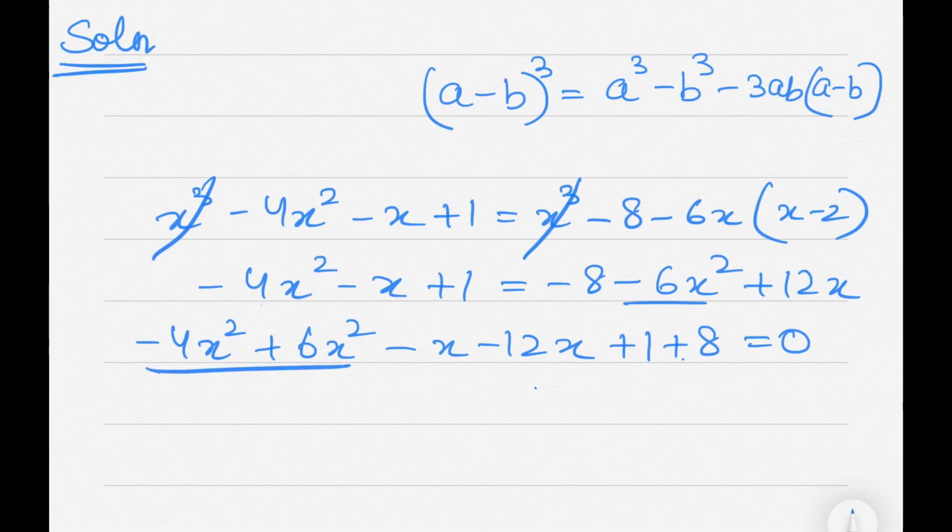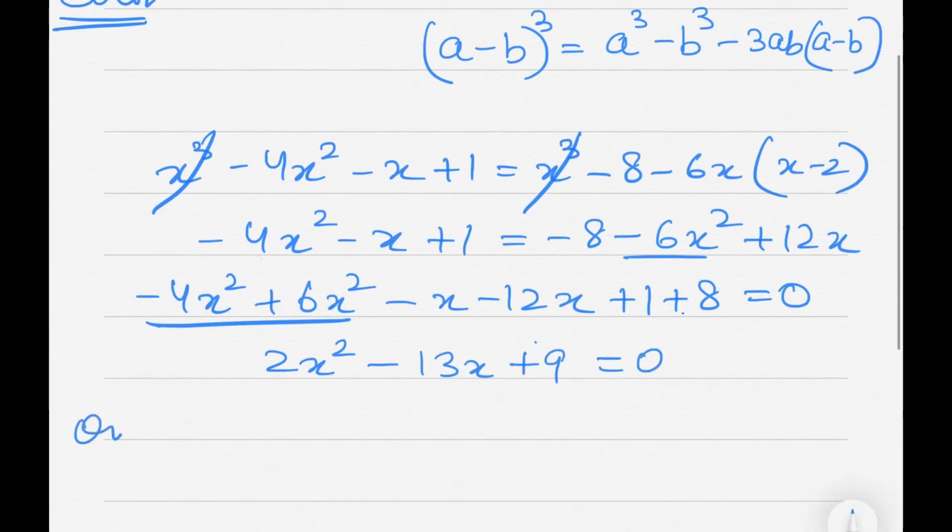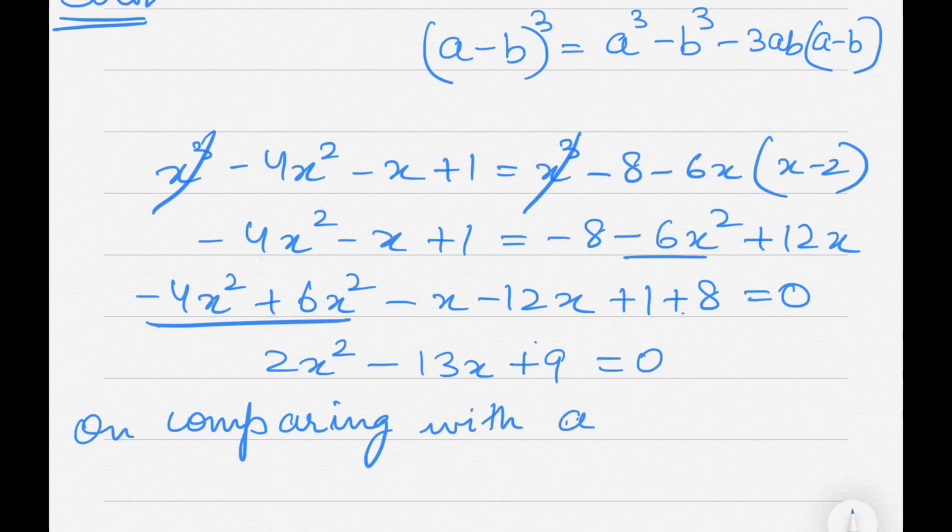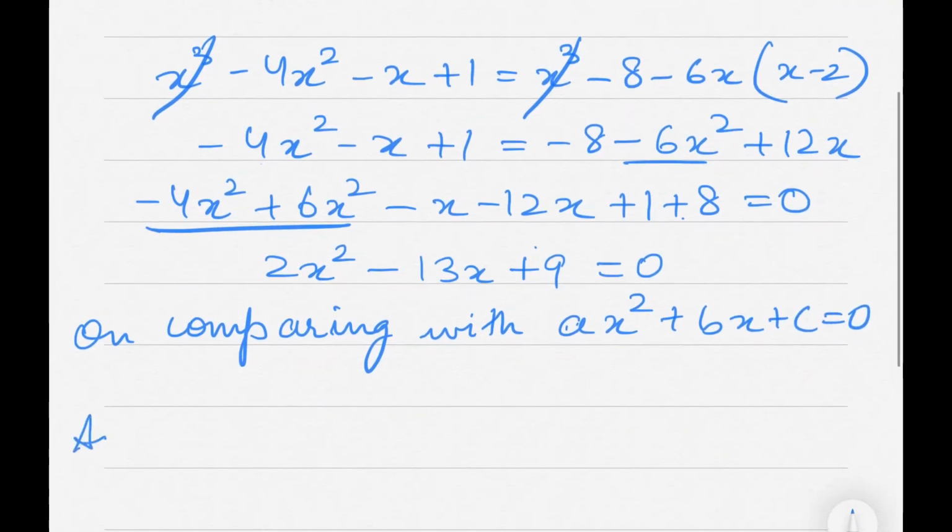Okay, now this would give me 2x square, this would give me minus 13x, and plus 9 is equal to 0. So I can say my highest power is 2. So on comparing with general form of quadratic equation, ax square plus bx plus c is equal to 0, I can say yes, it is a quadratic equation.